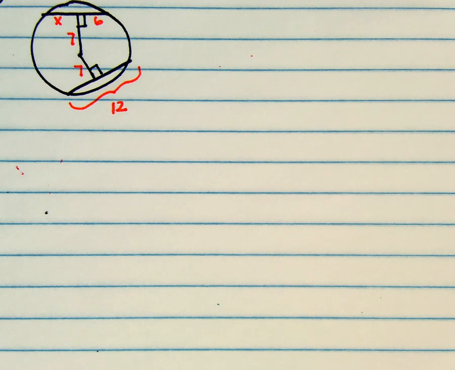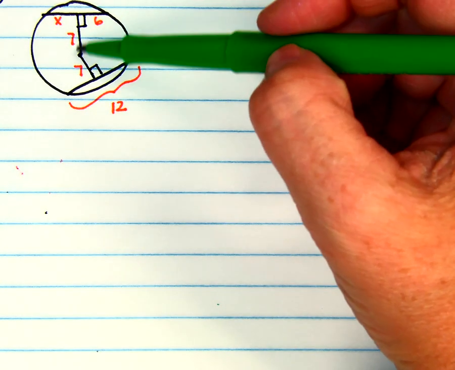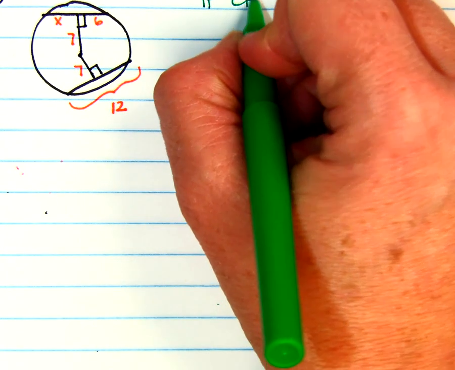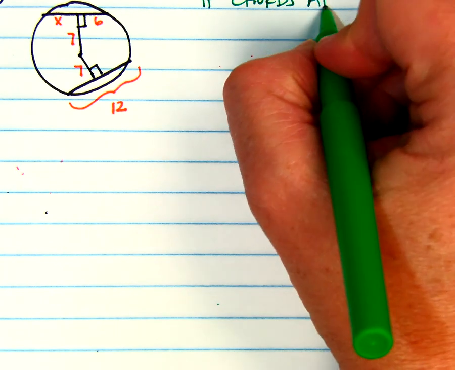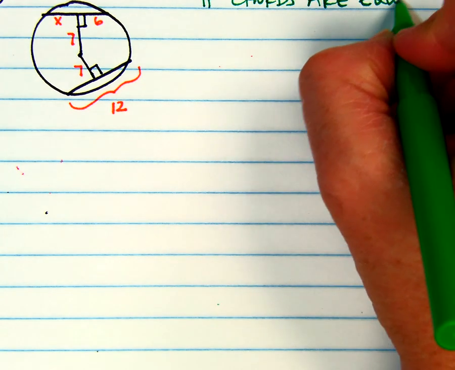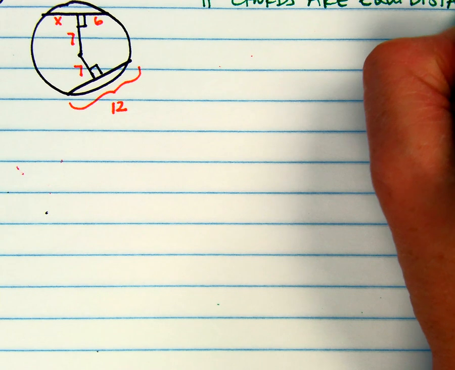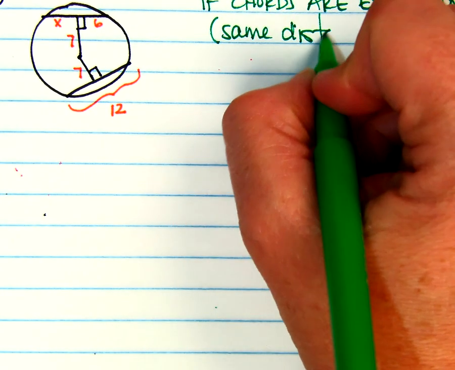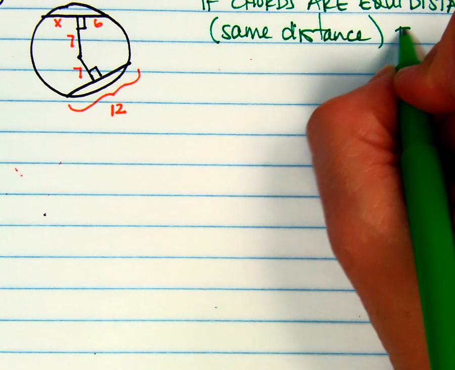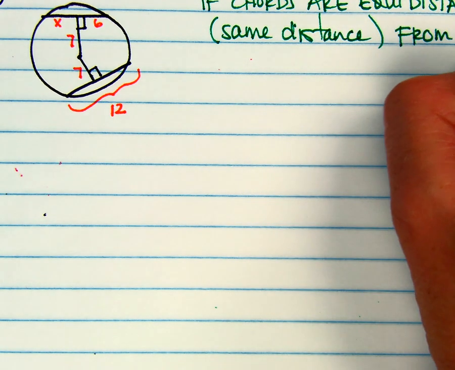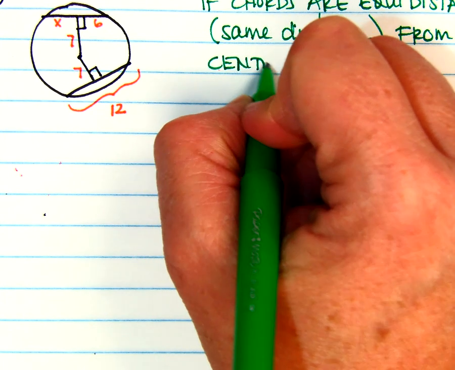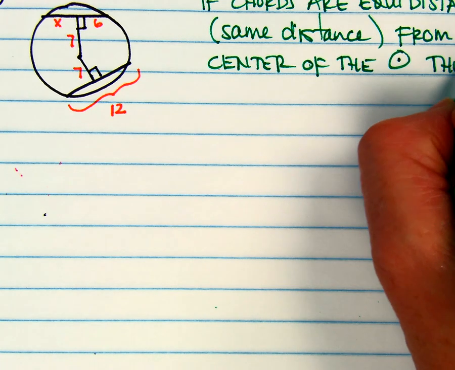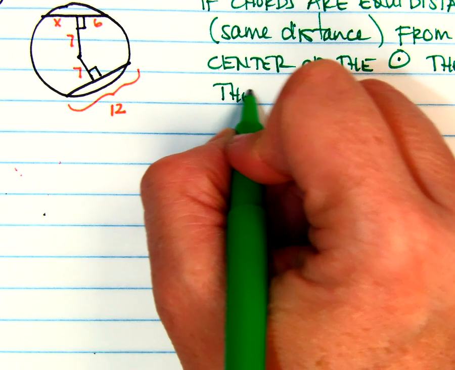Okay, talking about, notice these chords are equidistant. So I'm going to add a little note there. If chords are equidistant, which means the same distance, from the center of the circle, then the chords are congruent.